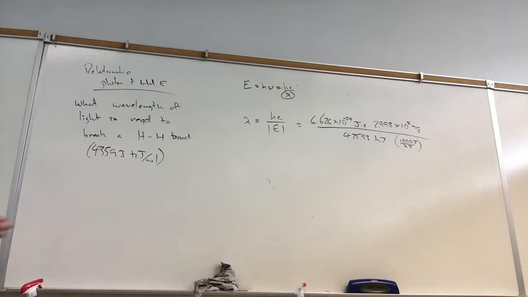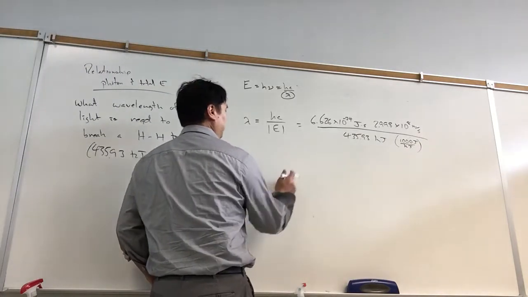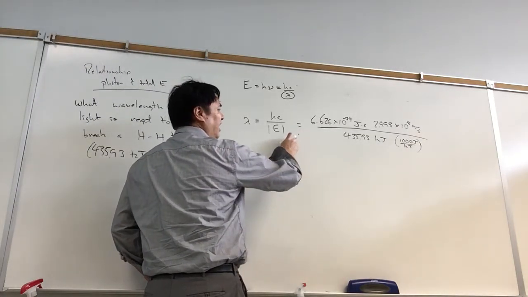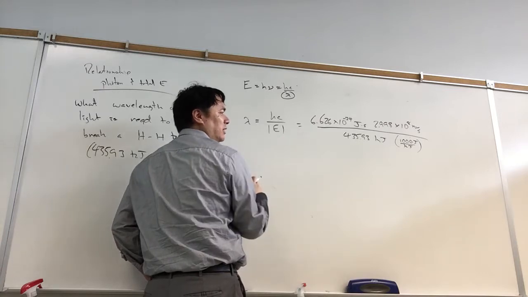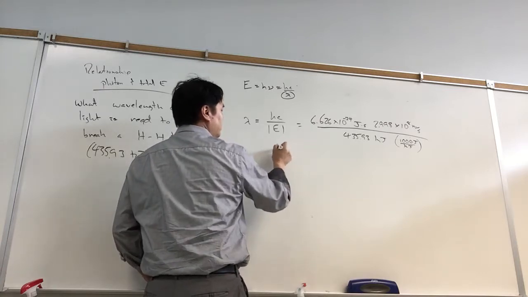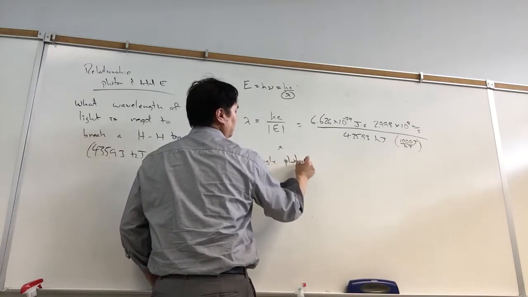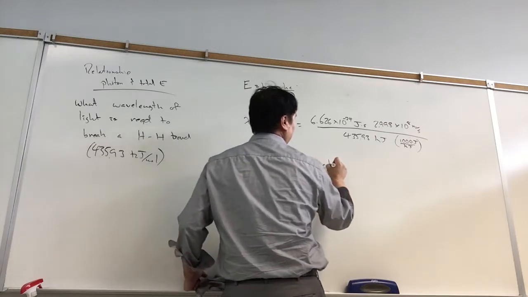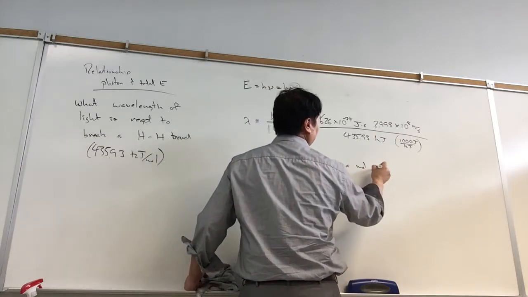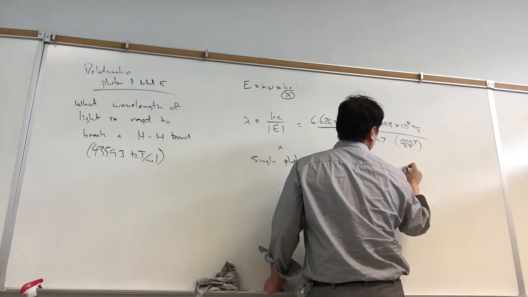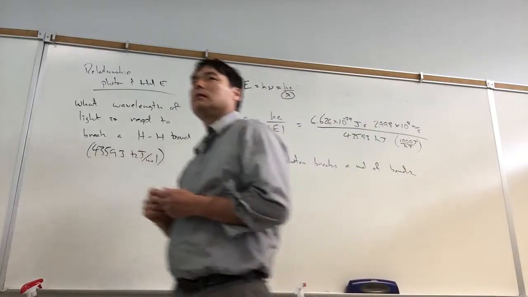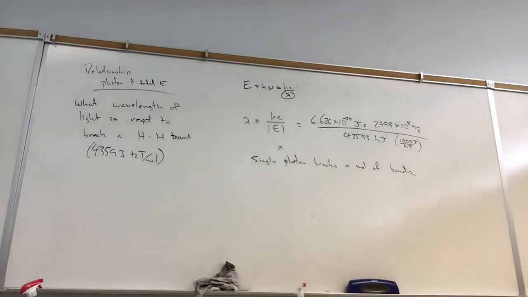What I did that was terribly wrong is I'm calculating the energy for a single photon. And so the setup here is a single photon breaks a mole of bonds. A single photon breaks a mole of bonds. Is that going to happen? So I'm going to get a ridiculously small wavelength.